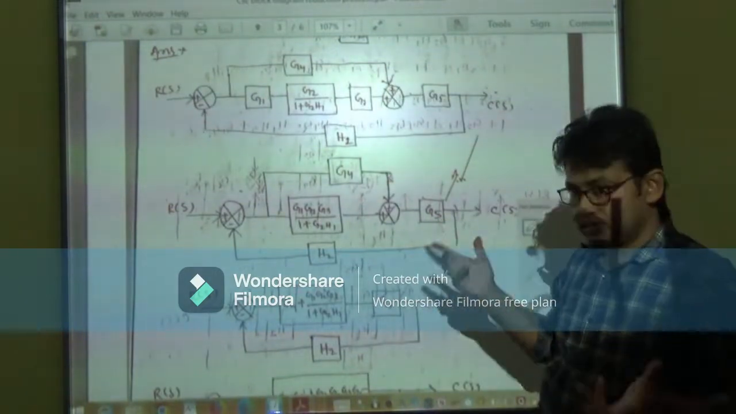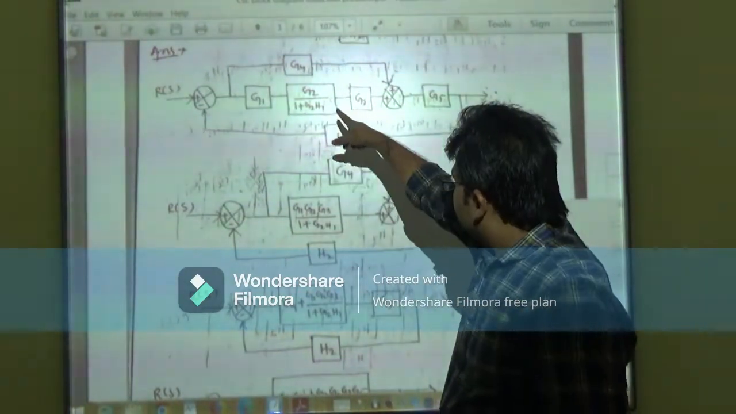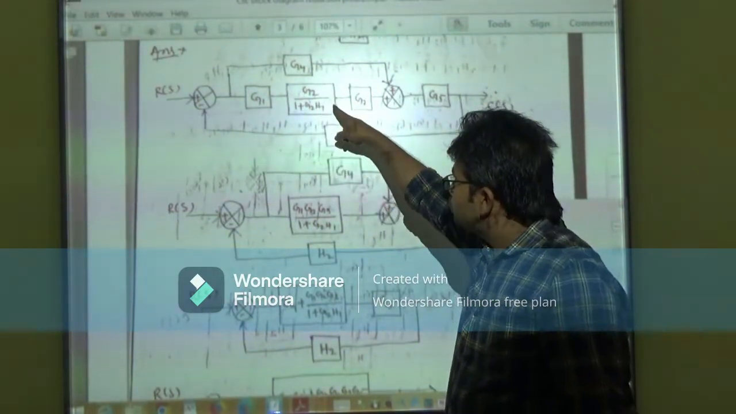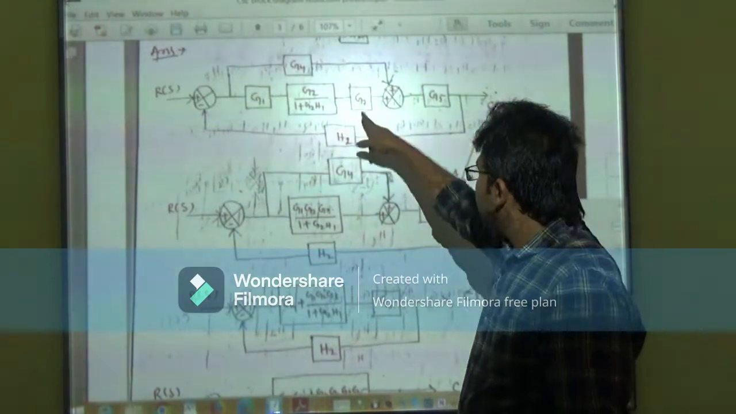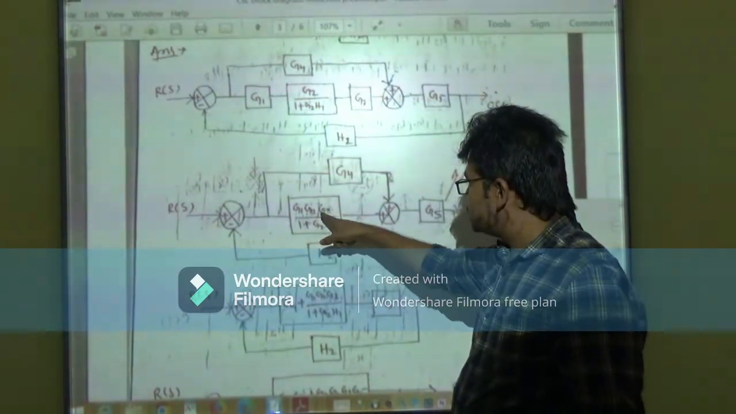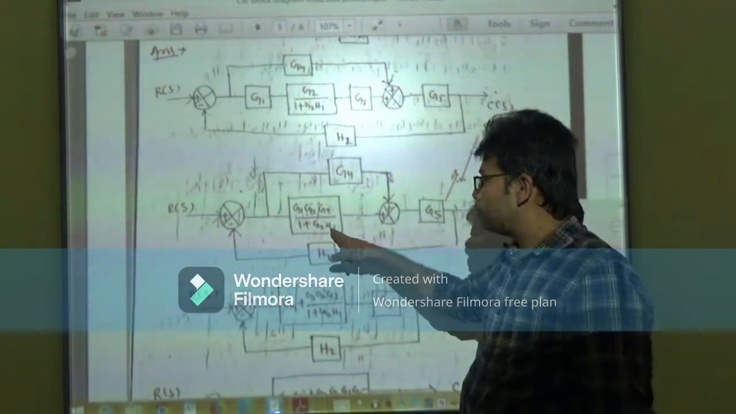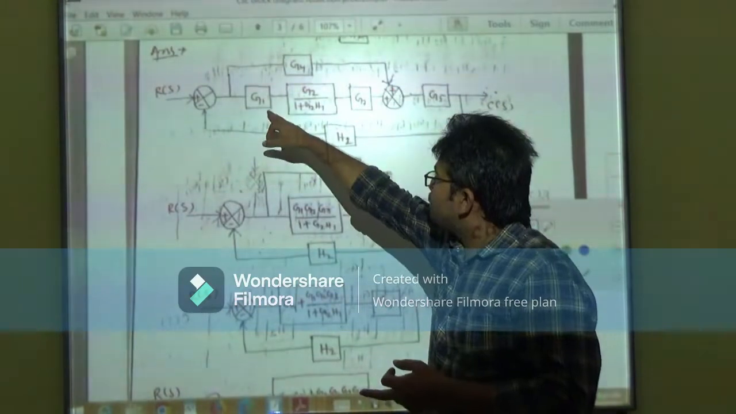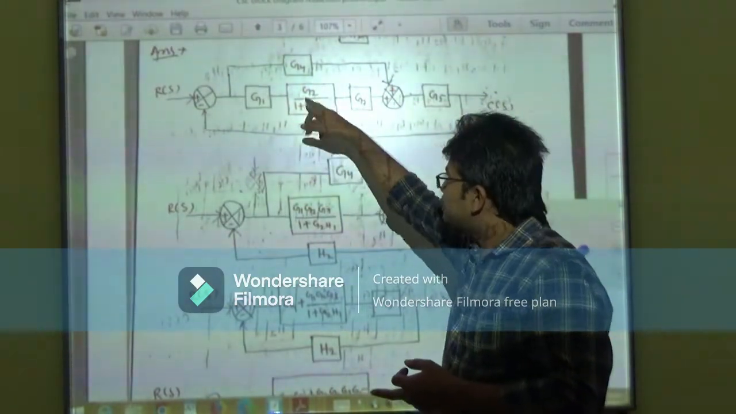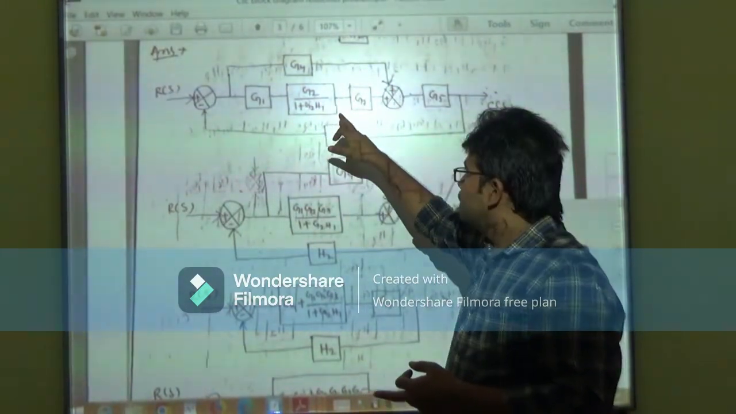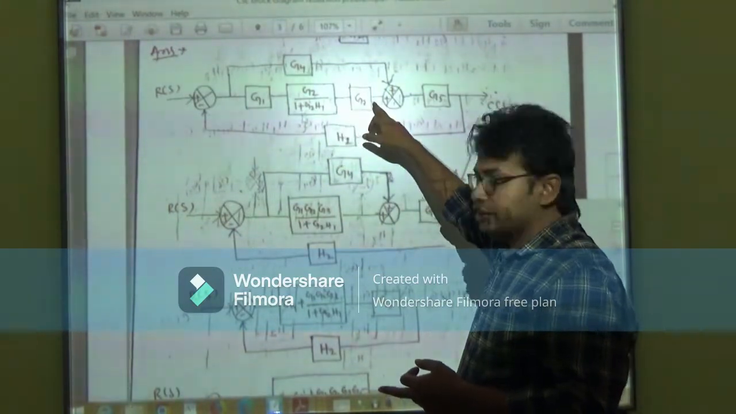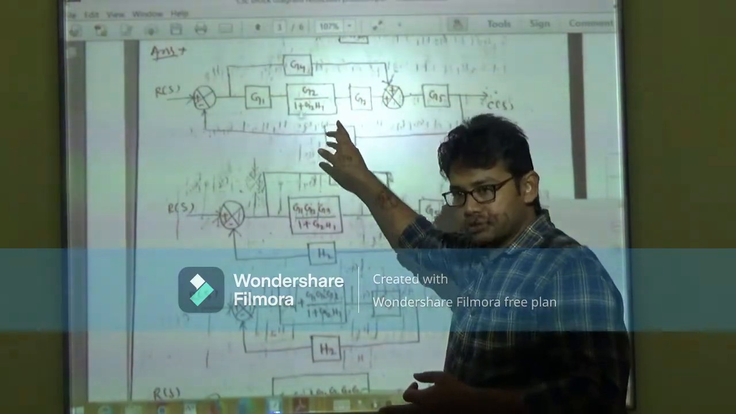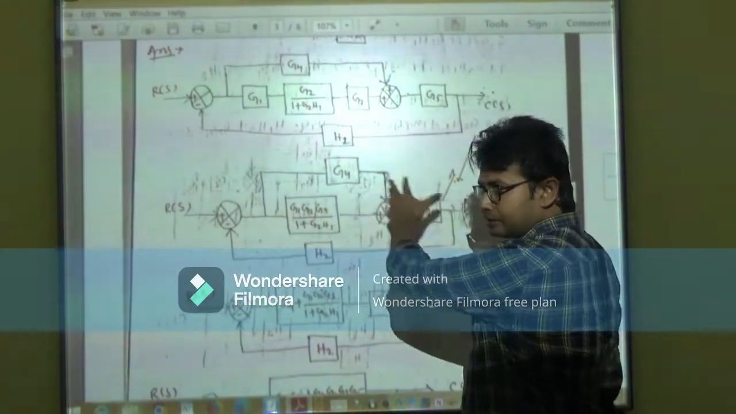How can we find that? The value is G1 into G2 by 1 plus G2 H1 into G3. So that value is G1 G2 G3 divided by 1 plus G2 H1. Clear? We already discussed that step.